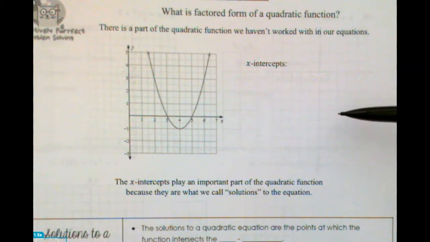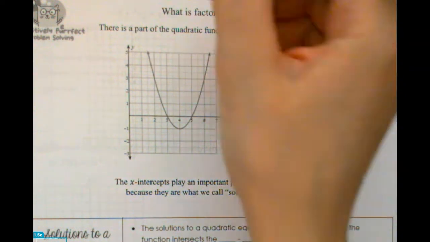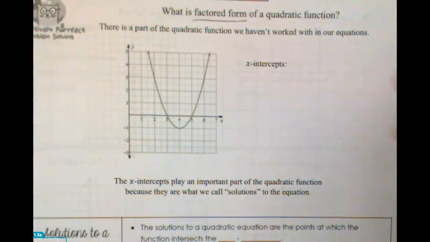In 10.4, we're going to talk about factored form of a quadratic equation. So we've already talked about vertex form, and we've talked about standard form, and then the third form we're going to talk about is factored form. So what is factored form of a quadratic equation?